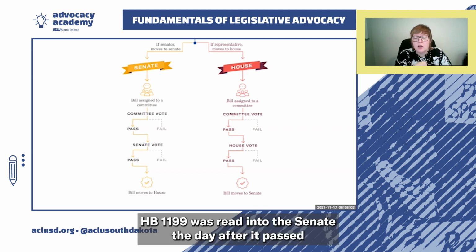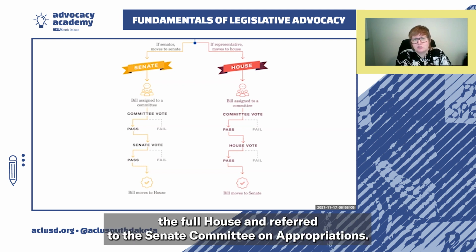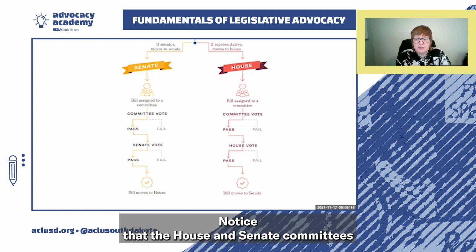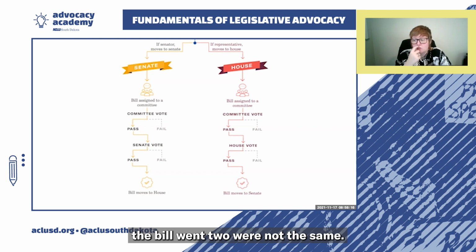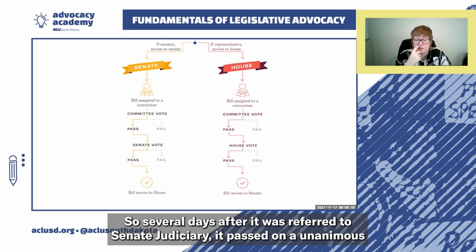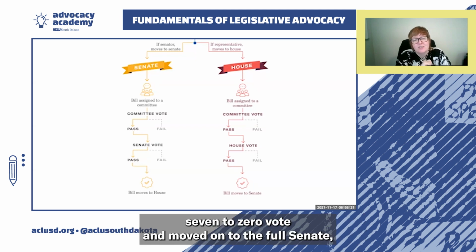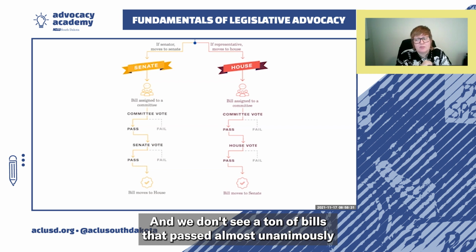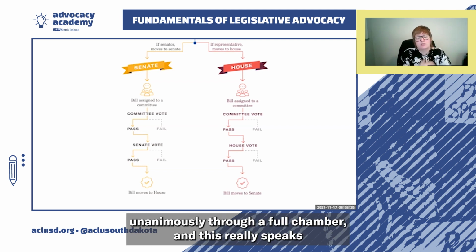HB 1199 was read into the Senate the day after it passed the full House and referred to the Senate Committee on Appropriations. And then about a week after that, it was actually referred to the Senate Judiciary. Notice that the House and Senate committees the bill went to were not the same. Several days after it was referred to Senate Judiciary, it passed on a unanimous 7-0 vote and moved on to the full Senate where it passed on a 33-2 vote and it continued on to the next step. And we don't see a ton of bills that pass almost unanimously through a full chamber.